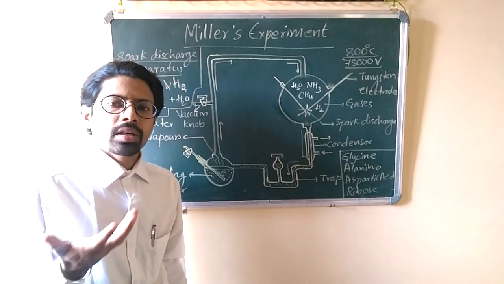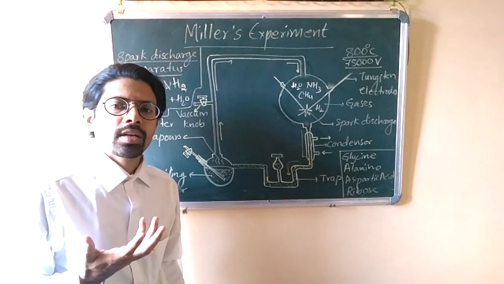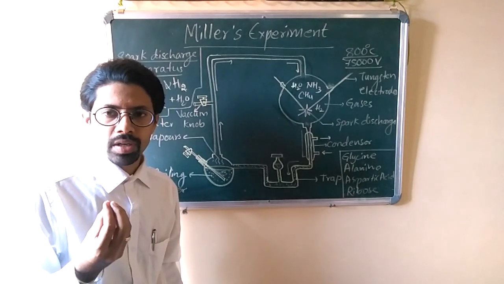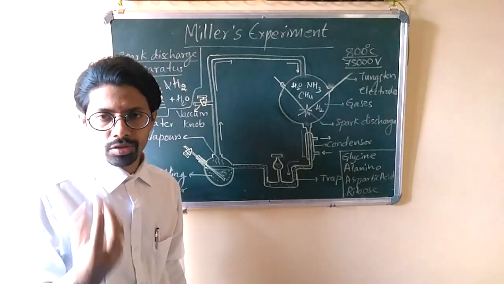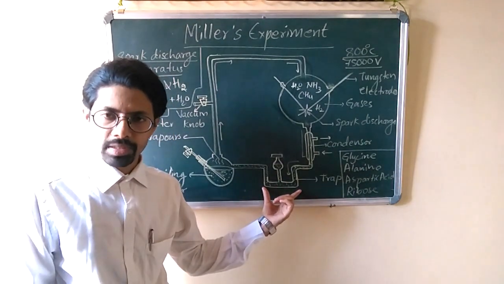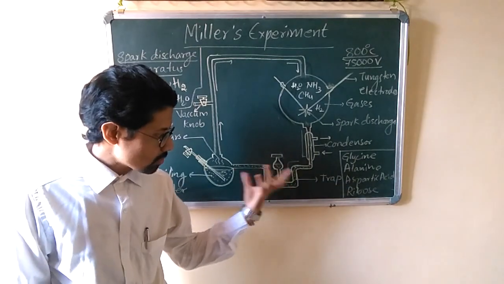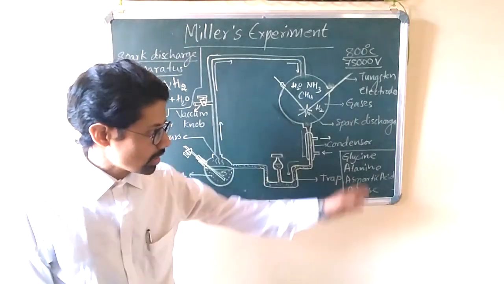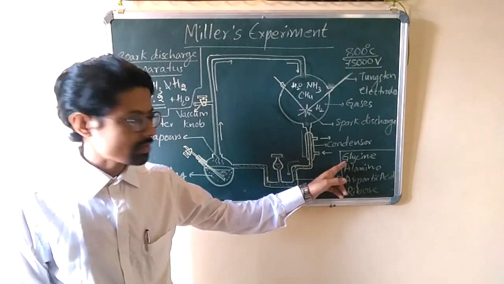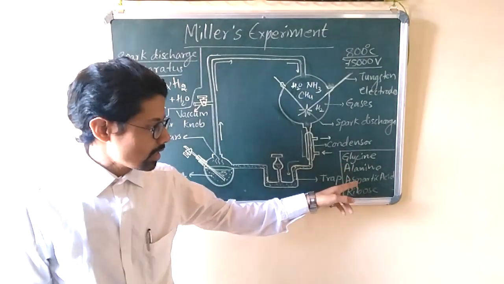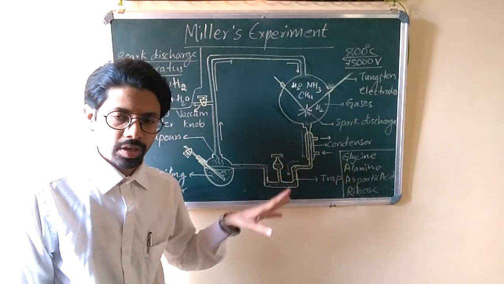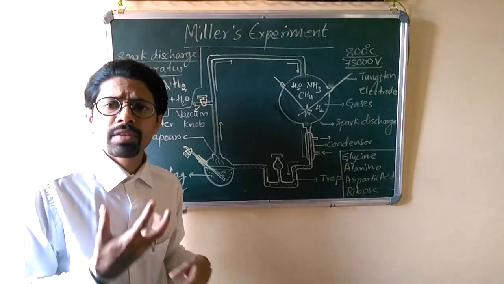The regions where the water got collected were rich in certain chemical components, and these were called the hot dilute soup of life. This trap, or this particular chamber, resembles the same thing. So when the contents of this trap were analyzed, they got numerous biomolecules, like simple amino acids such as glycine, alanine, aspartic acid, and certain types of pentose sugar like ribose. So like that, they got different materials.